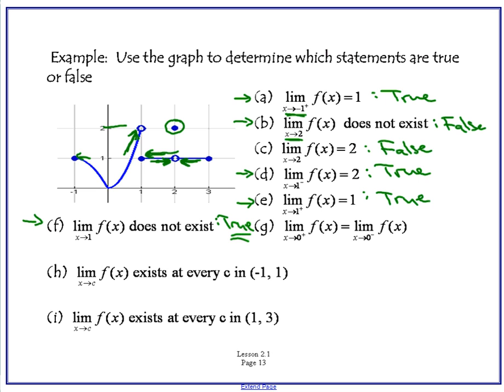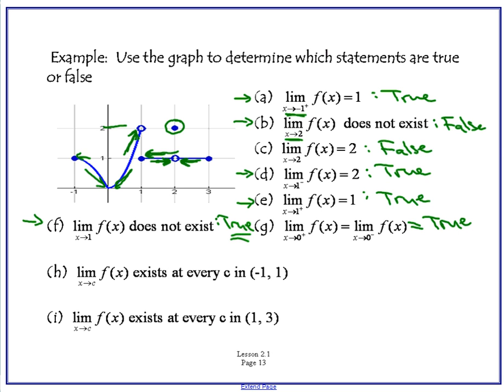Part G. The limit as x approaches 0 from the right. So let's come at 0 from the right. Let's come at 0 from the left. Do we get the same value from the left and the right? We sure do. That is true.